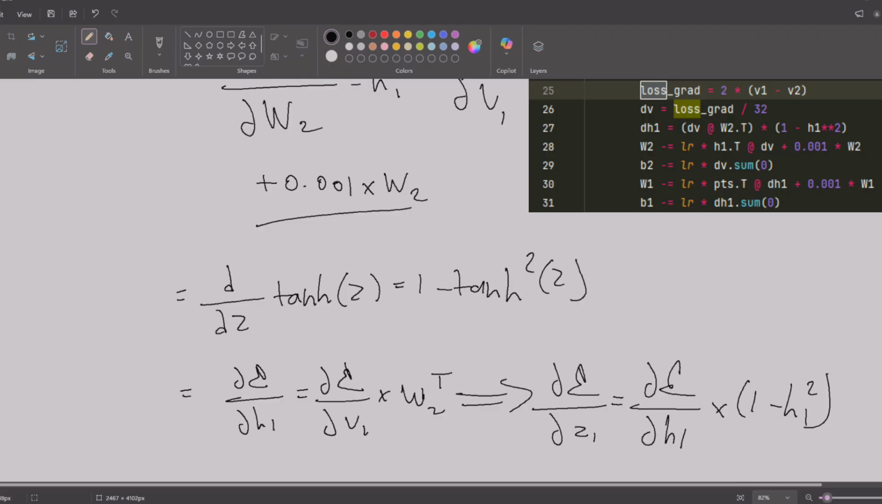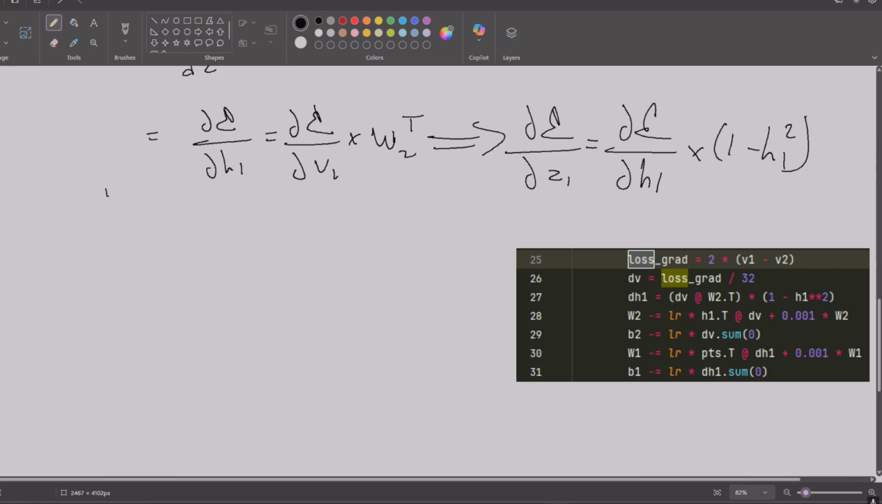Basically what we do is first we pass the gradient backwards through W2 using its transpose, and then we multiply element-wise by 1 minus h1 squared right here. That's basically the tanh derivative, evaluated at the hidden neurons. And this tells us how much the hidden neurons contribute to the problem.